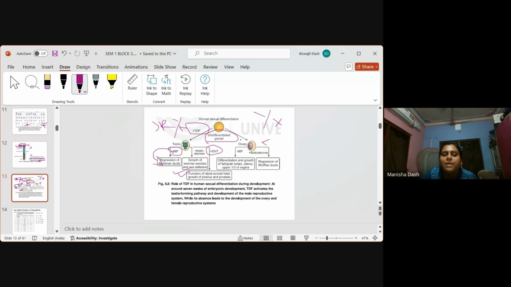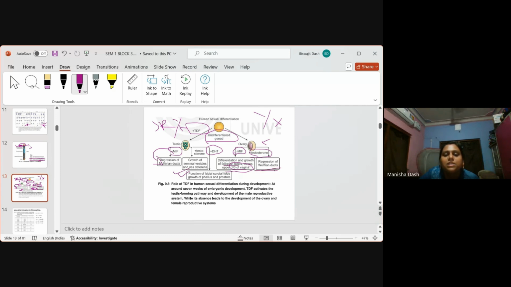Now the ovary will be secreting the inhibitory MIF, that is the Mullerian inhibitory factor, which will promote the differentiation and growth of the fallopian tube, uterus, the upper 1/3 part of the vagina, etc. And the testosterone that is produced by the ovary will be actually helping in regression of the Wolffian ducts. Okay, actually it should not be testosterone, this should be estrogen. So this will actually inhibit the Wolffian duct development.